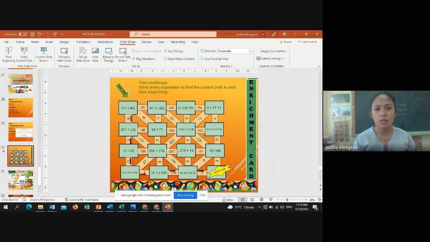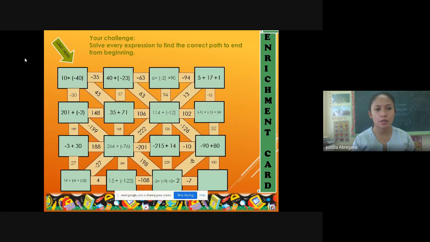So here it is, your performance task number 2. Your challenge is to solve the expression to find the correct path to end from the beginning. So let's try to find out how to answer. We have here, start here. We will start on this part, 10 plus negative 40. As you can notice, you have here 10 and negative 40.